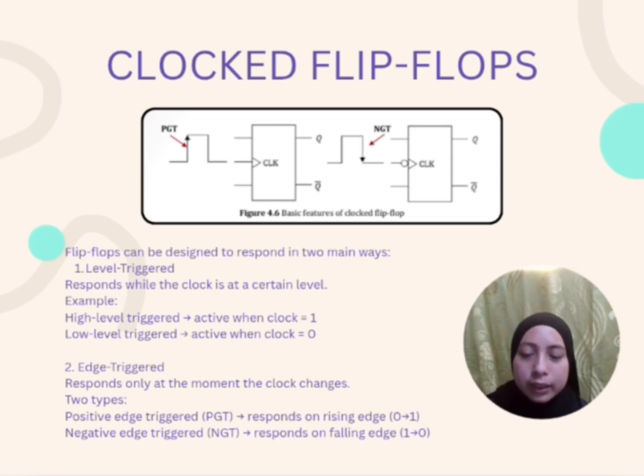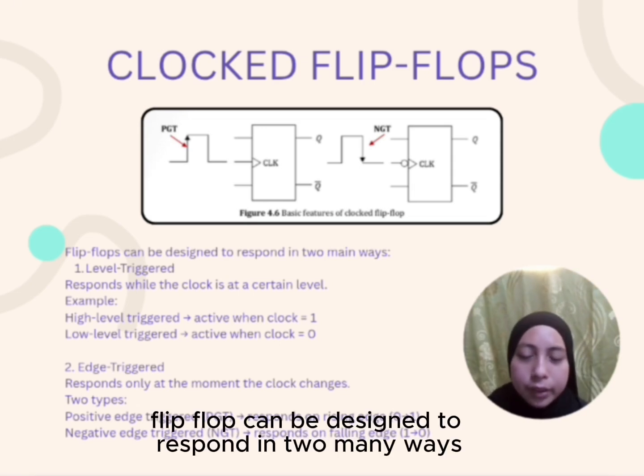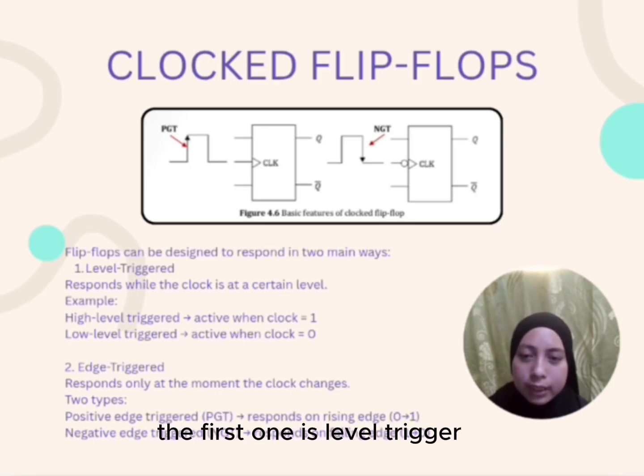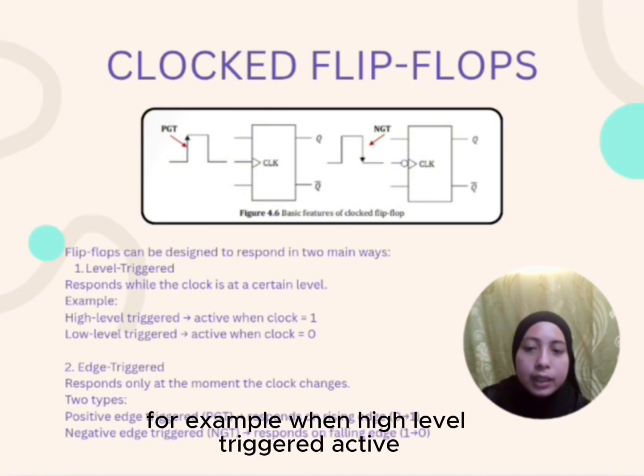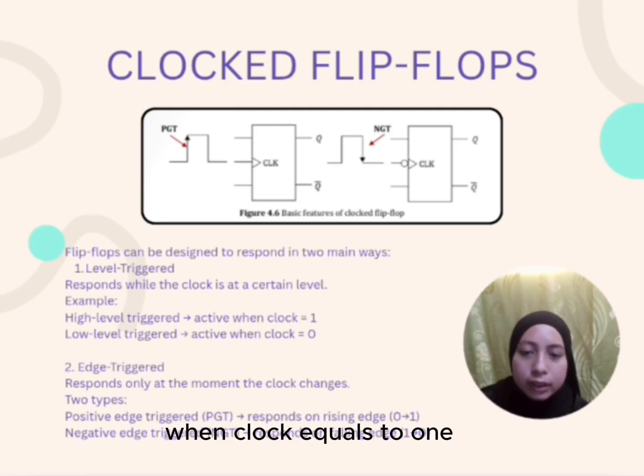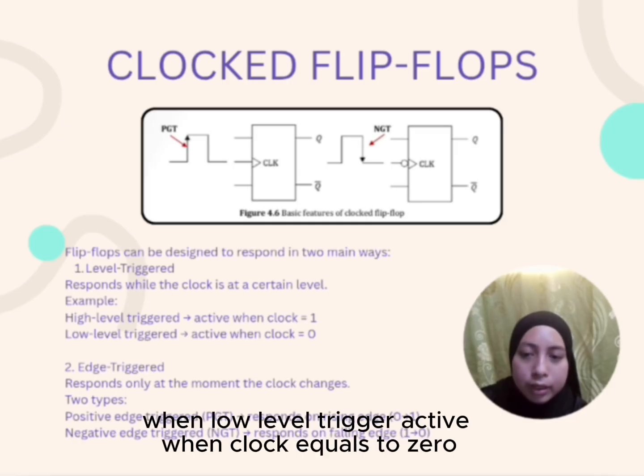A flip-flop can be designed to respond in two main ways. The first one is level trigger, which responds while the clock is at a certain level. For example, high level triggered, active when clock equals 1. Low level triggered, active when clock equals 0.